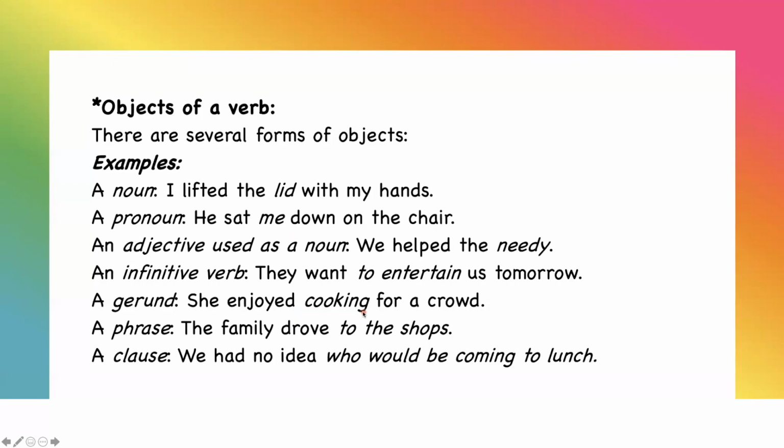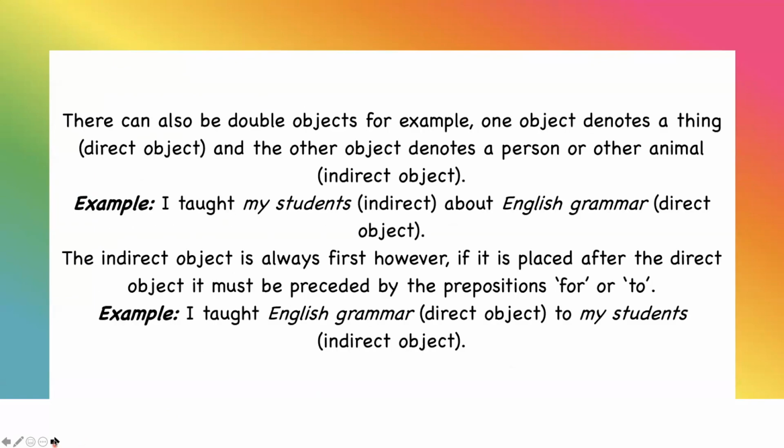She enjoyed cooking for a crowd. What did she enjoy? Cooking. A phrase, the family drove, where did they drive? To the shops. A clause, we had no idea who would be coming to lunch. There can also be double objects.